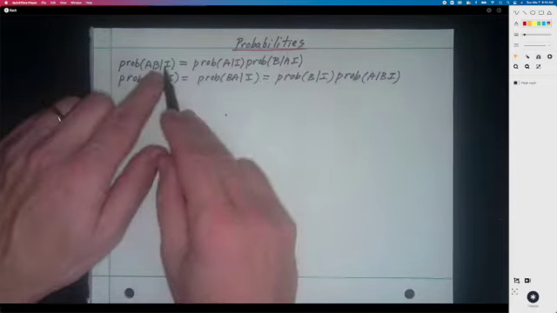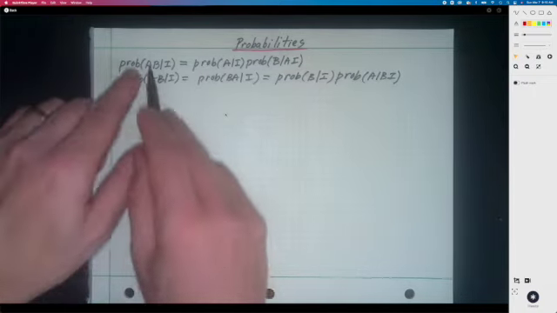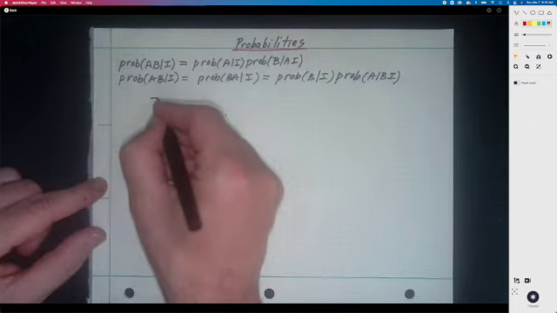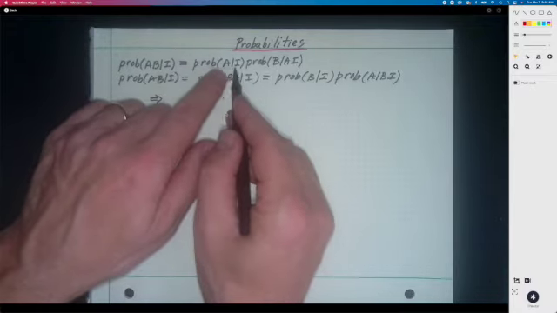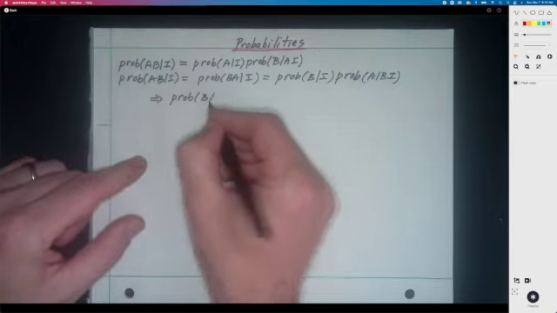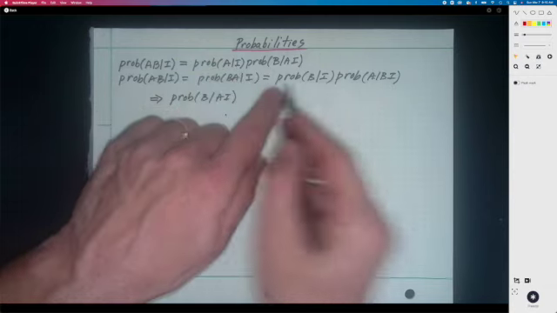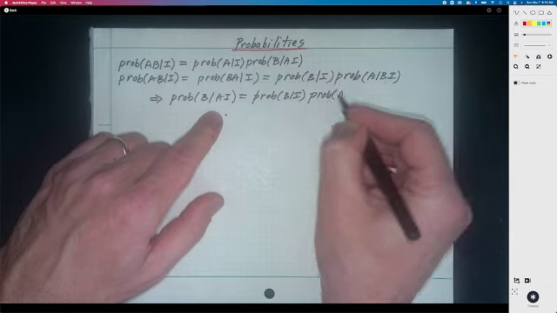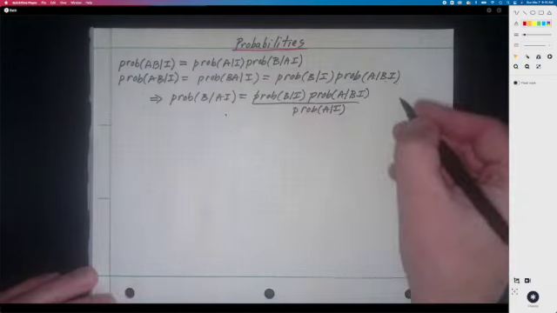Now we've expanded the probability of A and B in two different ways, this way and this way. They're both equal to the probability of A and B, so they're equal to each other. So this one is equal to that one, and we're going to do more than that. We're going to divide through by the probability of A given I, so the probability of B given A and I is equal to this side divided by that probability. Now this result is Bayes' rule, or Bayes' theorem.